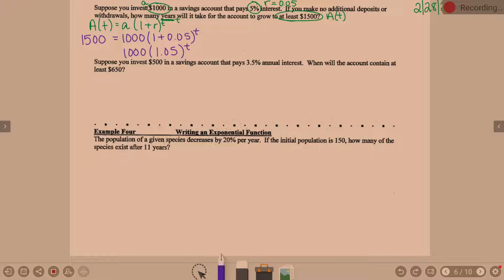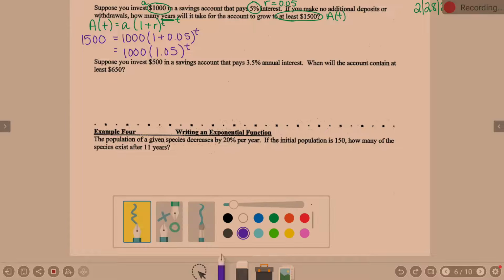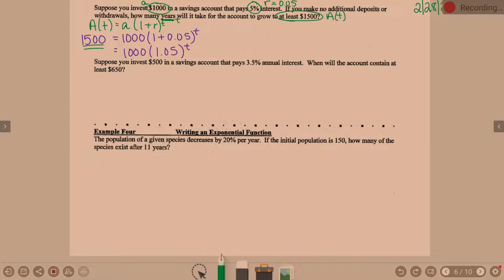And then our goal here is we're trying to figure out when does that equal 1,500? Now, do we have a way to solve this equation for T? Do we have a method to solve for the power? Is that something we've done before? No, we don't. At this current time in Algebra 2, we do not have a way to solve that equation for T. Okay? Now, give us another week or so and you actually will have a way to solve it. But for right now, we don't.